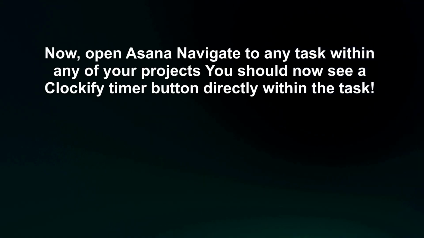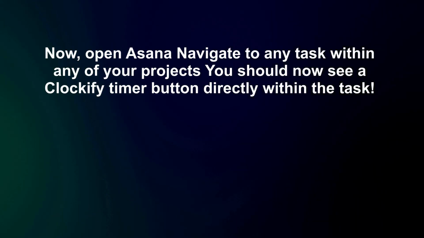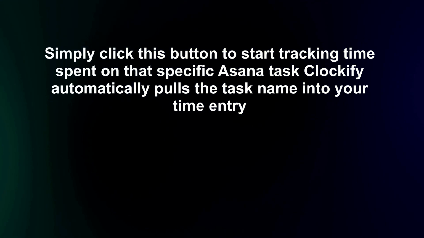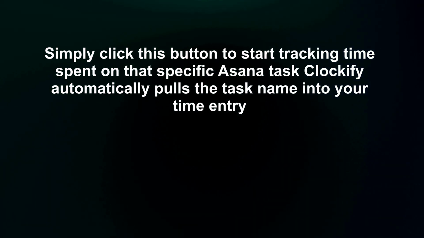Now, open Asana, navigate to any task within any of your projects. You should now see a Clockify Timer button directly within the task. Simply click this button to start tracking time spent on that specific Asana task. Clockify automatically pulls the task name into your time entry.